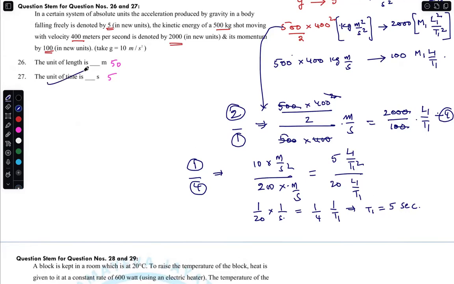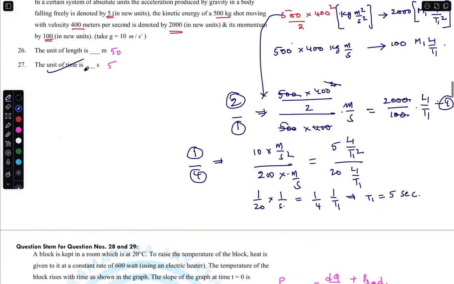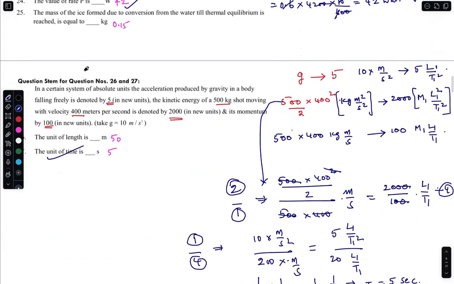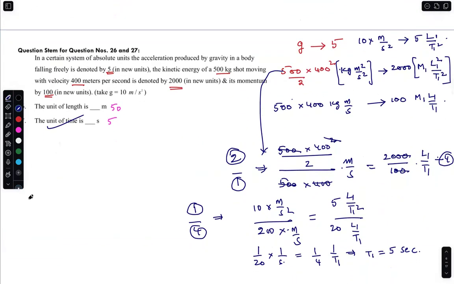Done. Use this T1 in any of the equations here. You want length, no? Use any of the equations. You can even use this in the very first equation actually. 10 times meter per second square is 5 times L1 by T1 square, 5 square second square. The L1 is 50 meter.